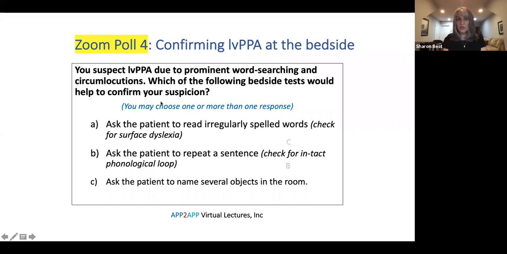Okay, so here's your fourth assumed poll. You suspect logopenic PPA due to prominent word searching and circumlocutions. Which of the following bedside tests would help confirm that suspicion? You can choose one or more than one. Ask the patient to read irregularly spelled words, ask the patient to repeat a sentence, or ask the patient to name several objects in the room. So your answer is going to be to ask the patient to repeat a sentence, because one of the core criteria that must be met for logopenic PPA is impaired sentence repetition, because they have that impaired phonological loop.